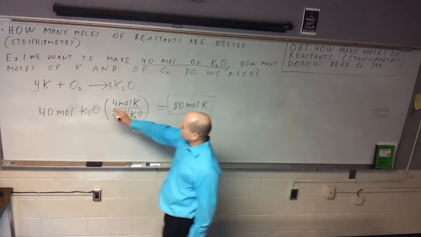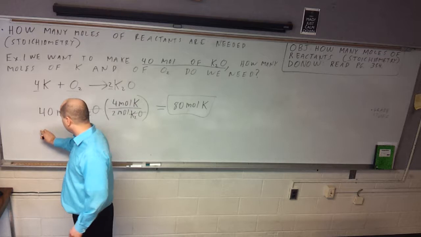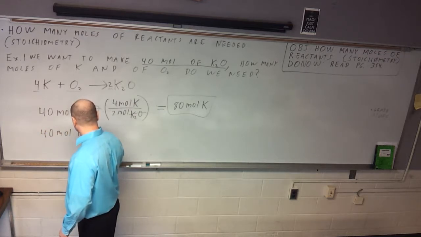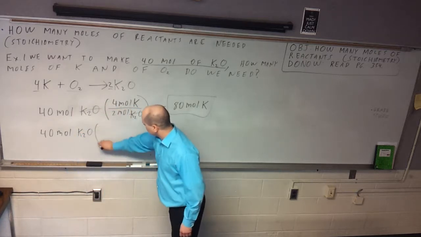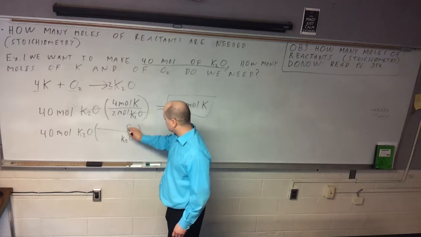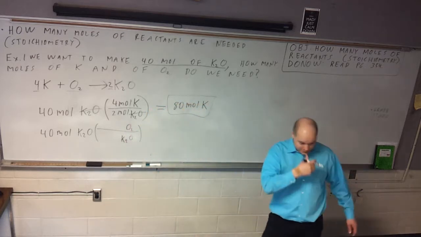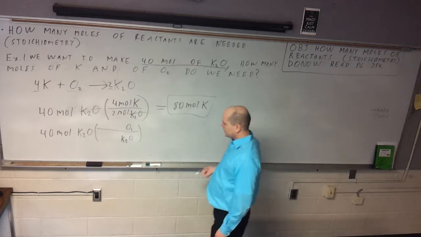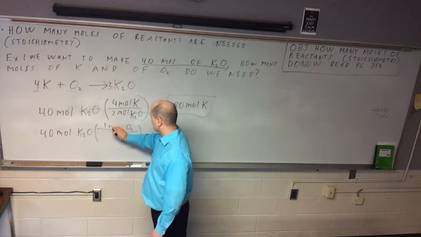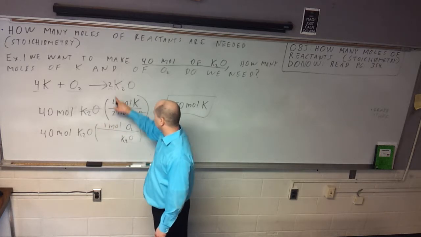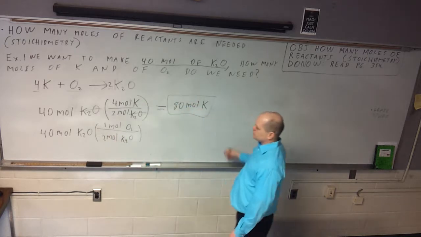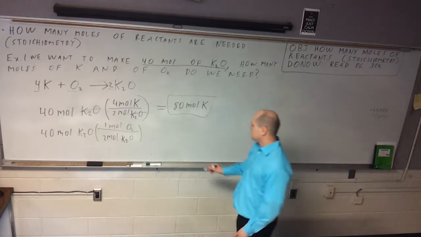All right, we got to do the other one. We got to figure out oxygen, right? So it's going to be 40 moles, again, of K2O. Start out with what we have. Same thing, K2O in the bottom. Just this time we're going to put oxygen on top, O2. And so we're going to put 1 mole of O2, because there's no number here, so that's a 1. And we're going to put 2 moles of K2O. So here it's 40 times 1 over 2, so it's just 40 divided by 2. That's going to be 20.